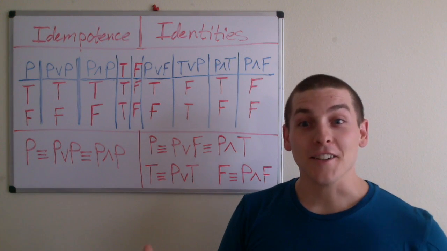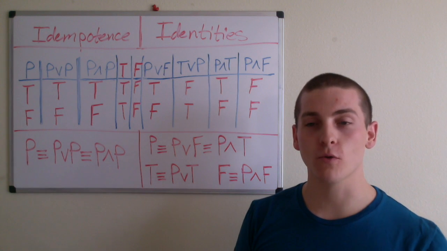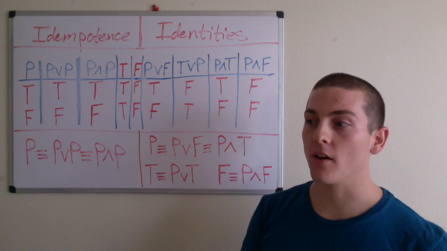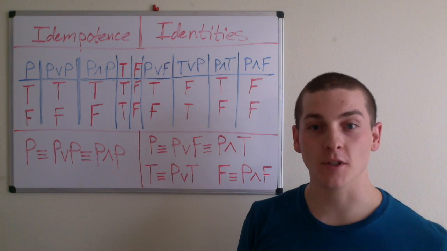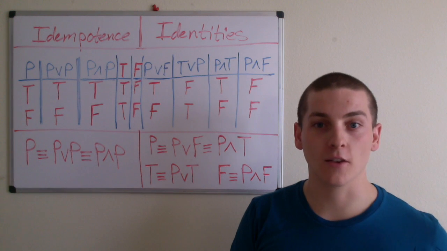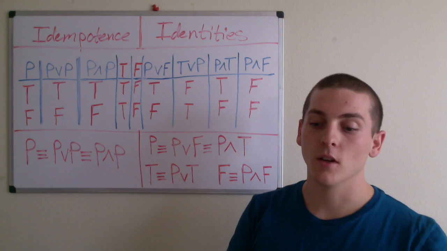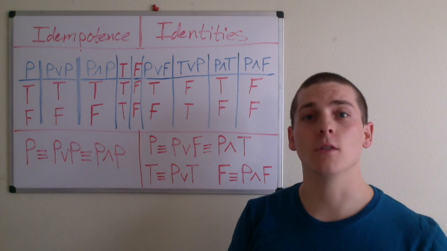And finally, we have the identities of true and false. So if you have the disjunction of true with any proposition, then you will always yield a true value. And if you have a conjunction with any proposition and false, it will always yield the false value.